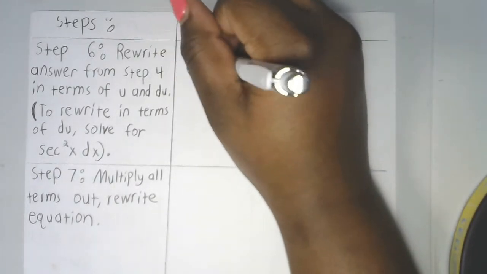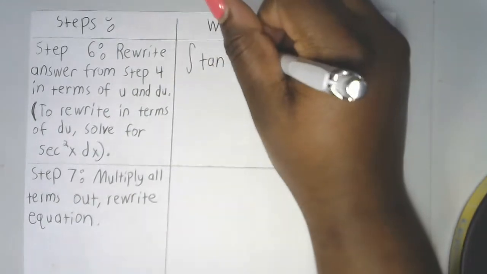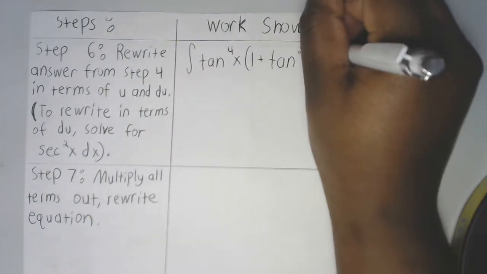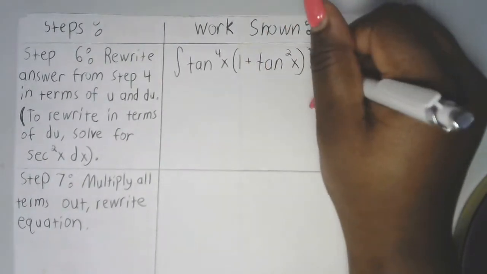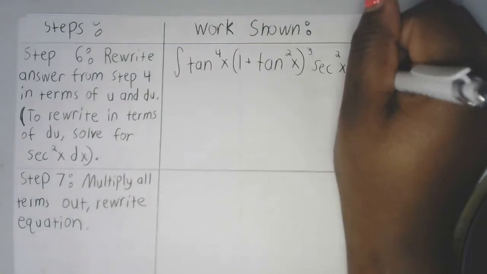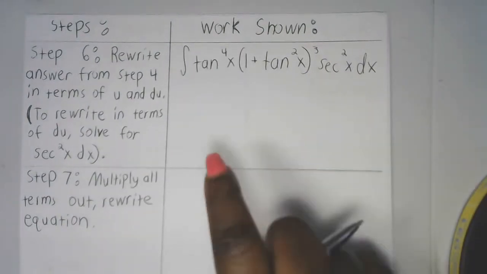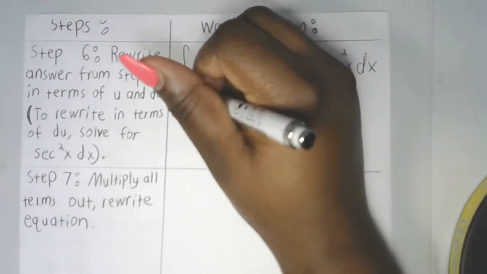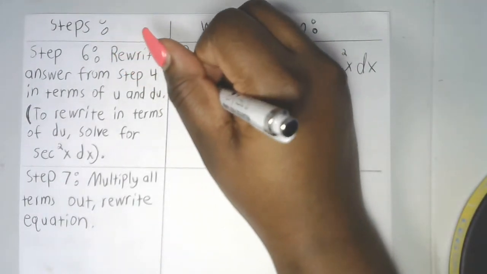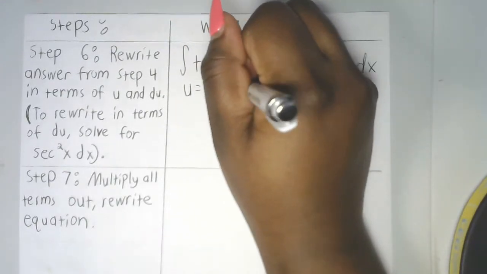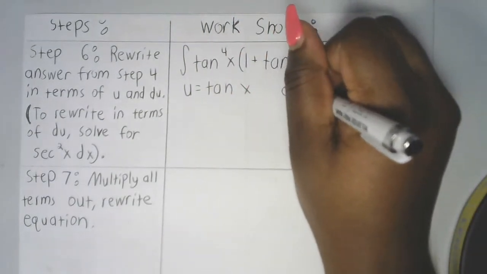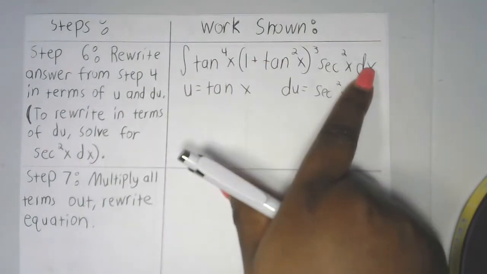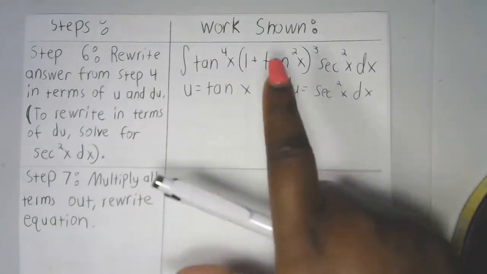So we have the integral of tan x to the 4th times 1 plus tan x squared to the 3rd power times secant x squared dx. That's what we have so far. We're going to rewrite this in terms of u and du. As we established from the previous step, u is equal to tan x, and du is equal to secant x squared dx. So we're going to rewrite this entire integral in terms of u and du.